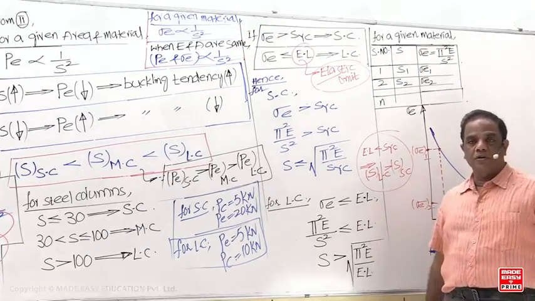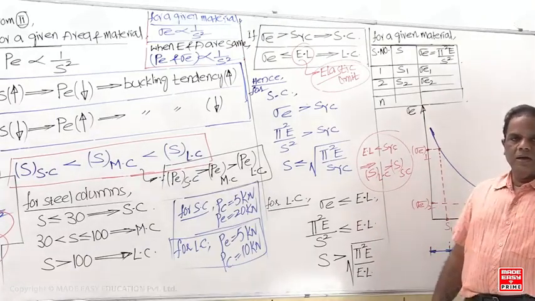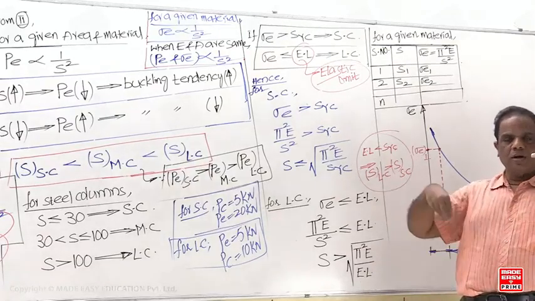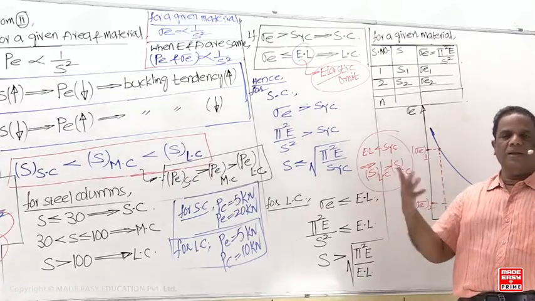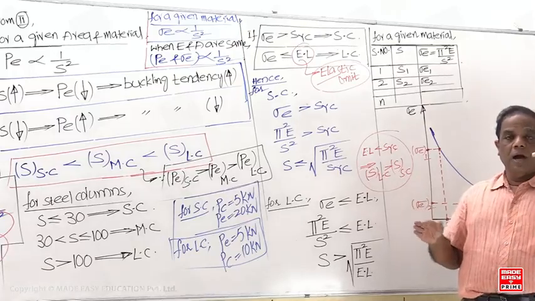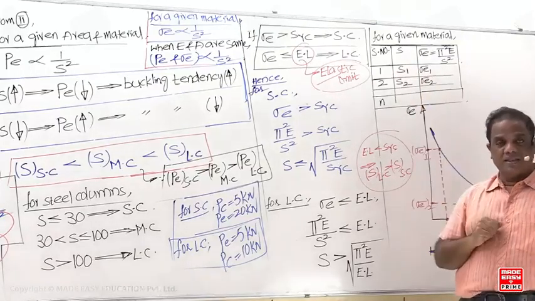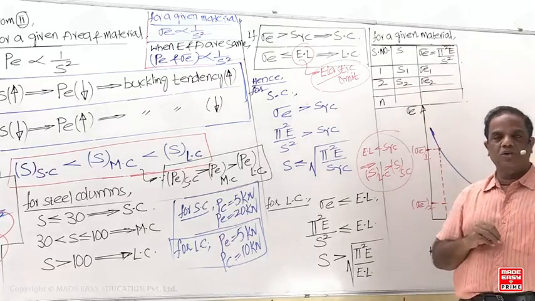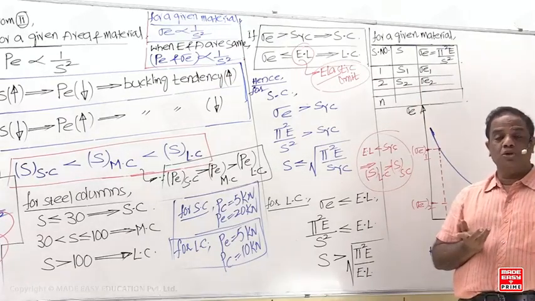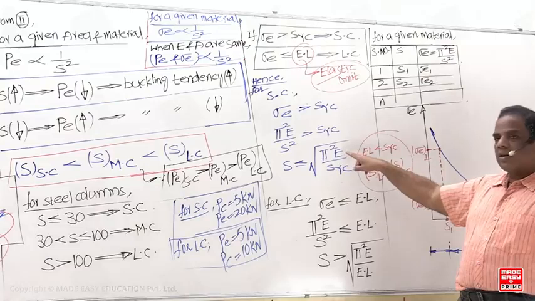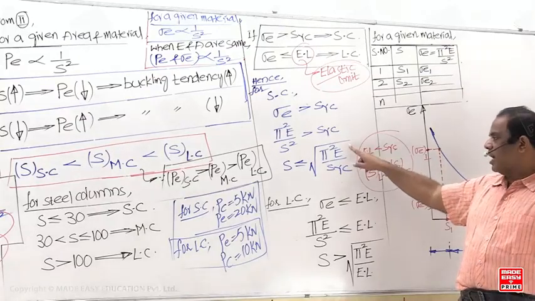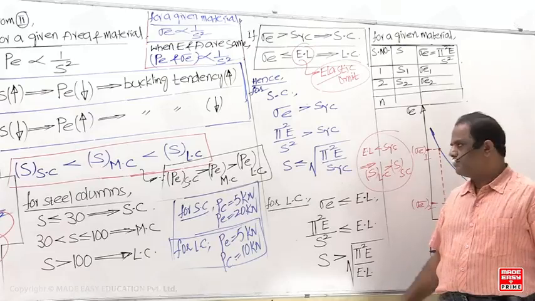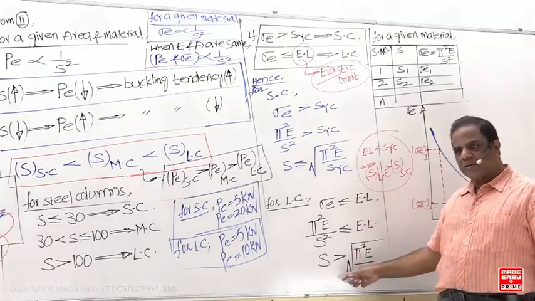So sometimes an objective question will be given. For a short column, if the column is aluminium, some material is going to be given: up to which value of slenderness ratio will aluminum behave like a short column? It means I have to substitute the aluminum Young's modulus and aluminum SYC. Then from that, you can get S. Same thing, you can get it for the long column.